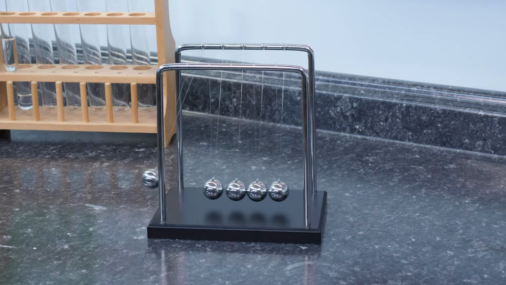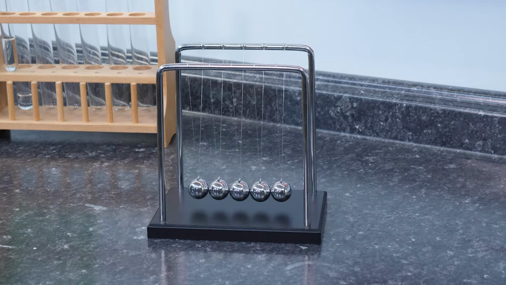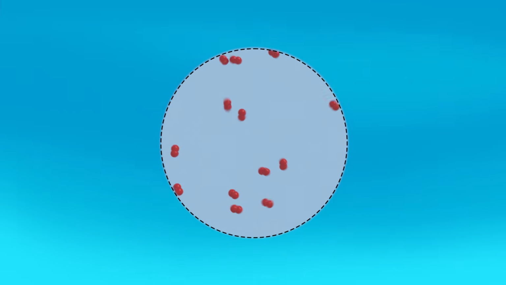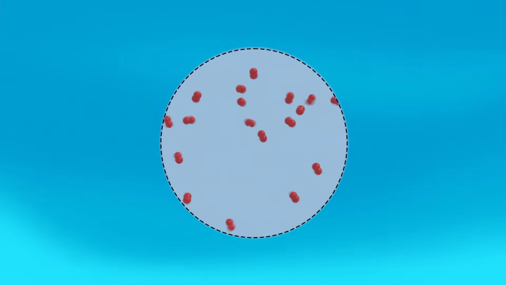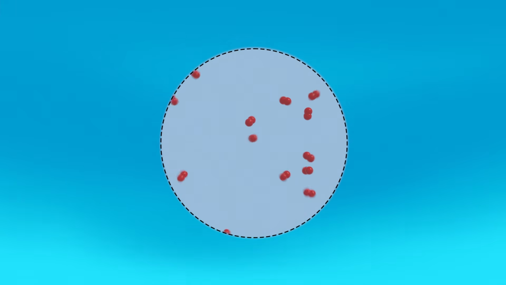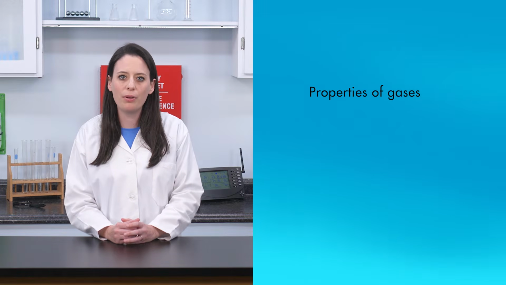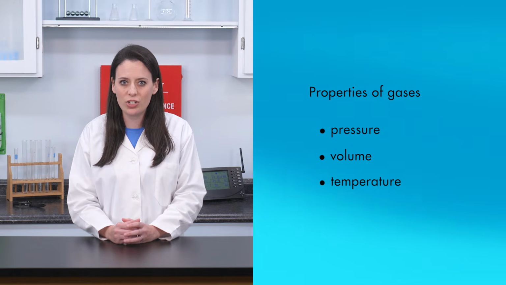Usually, when 2 objects collide, some energy is lost. Because of this energy loss, moving objects that collide will eventually slow down and come to a stop. However, gas particles do not lose energy when they collide, so they continue moving. By applying the kinetic-molecular theory to the motion and collision of gas particles in a closed container, we can account for 3 important properties of gas particles: pressure, volume, and temperature.